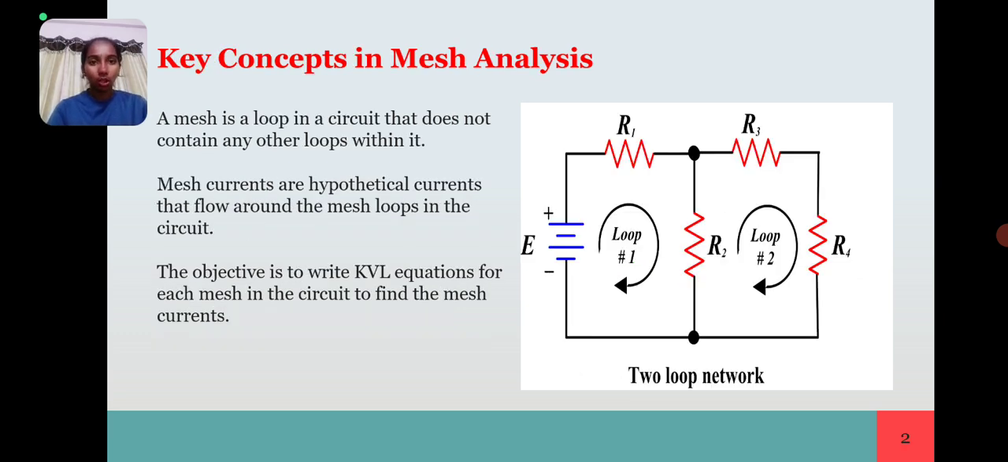Before moving on to the key concepts, a small point: mesh analysis is also called loop analysis. Now looking into the key concepts, a mesh is a loop in a circuit that does not contain any other loops within it. Mesh currents are hypothetical currents that flow around the mesh loops in the circuit. The objective is to write KVL equations for each mesh in the circuit to find the mesh currents.